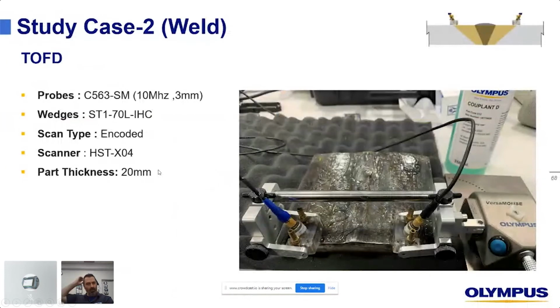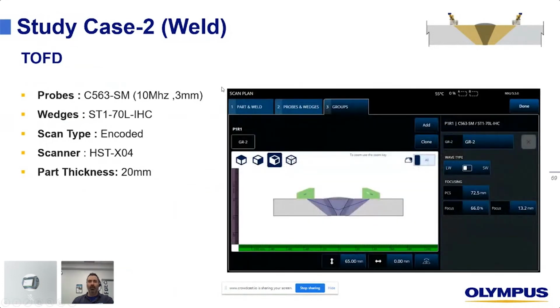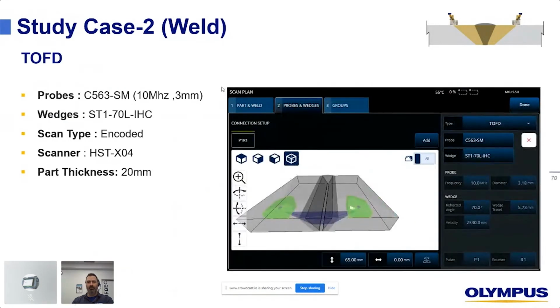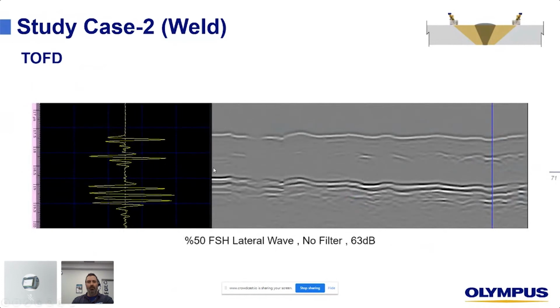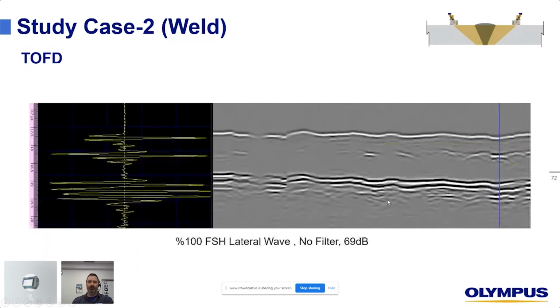Moving to a weld. First, again, starting with time of flight diffraction. So 50% full screen height lateral wave, no filter. We see indications all over the middle here between the lateral wave and back wall. Increasing the gain, increasing the amplitude, it's getting more obvious.